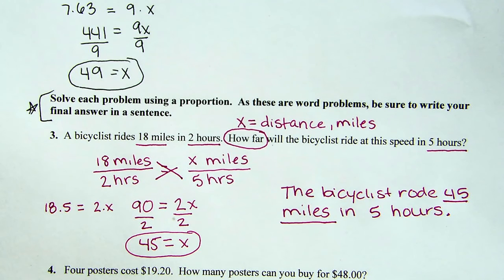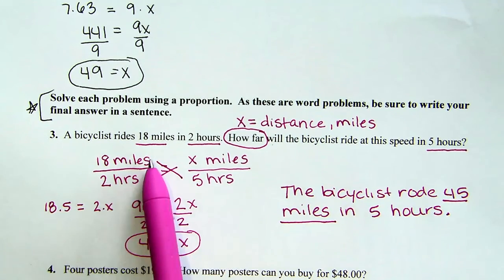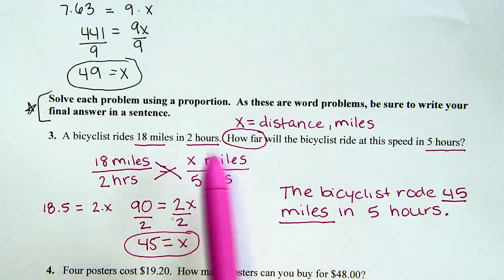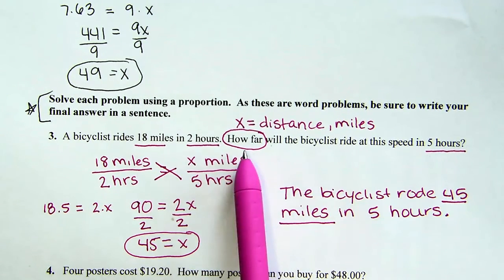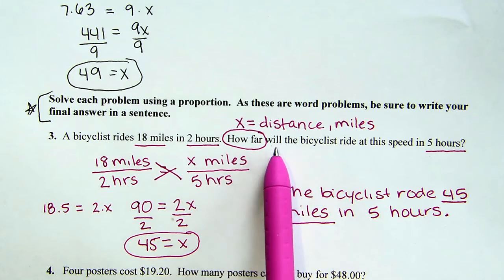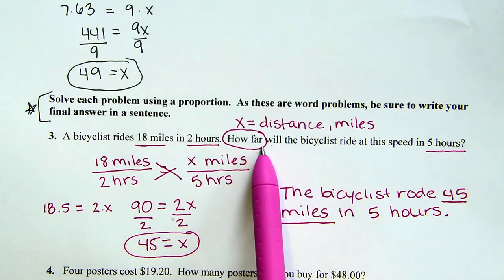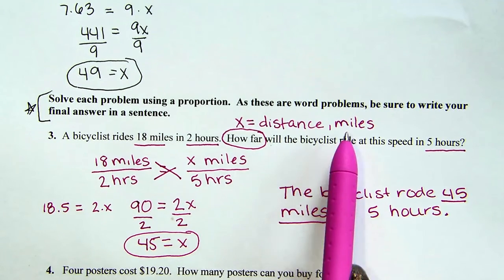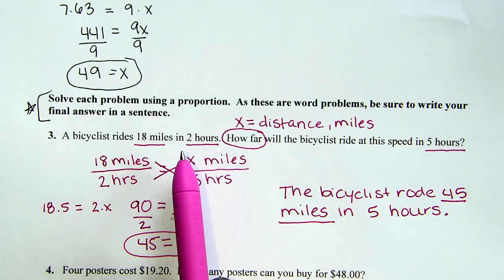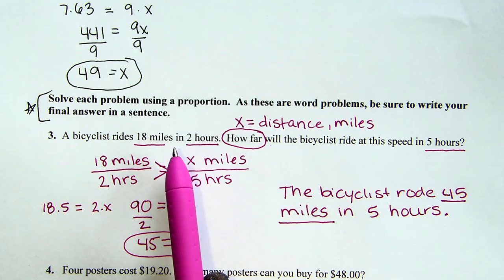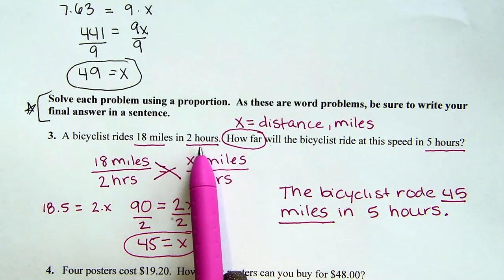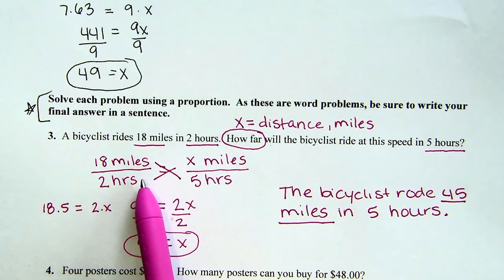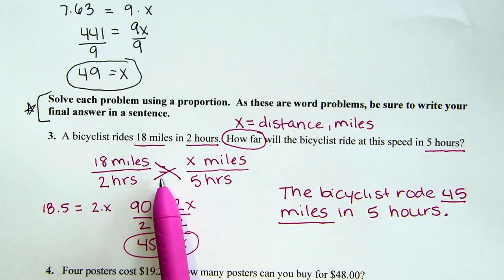your final statement. So once again, we went through and identified that we have 18 miles, we have 2 hours, we have 5 hours, and it asks us how far will the bicyclist ride? How far means distance, and our distance was miles. So, since we saw that 18 miles is our first piece of information, we put the miles on top and the hours in the denominator. So that's how we got 18 miles over 2 hours. And that equaled our x miles in 5 hours.